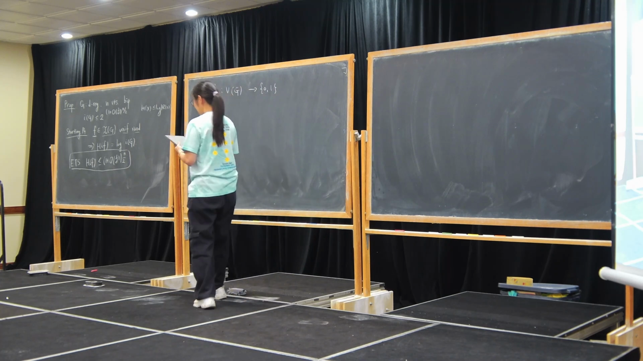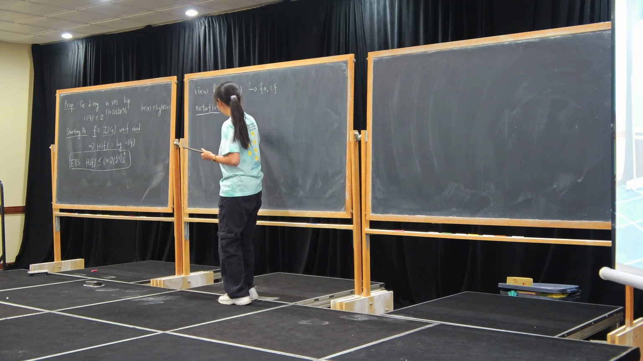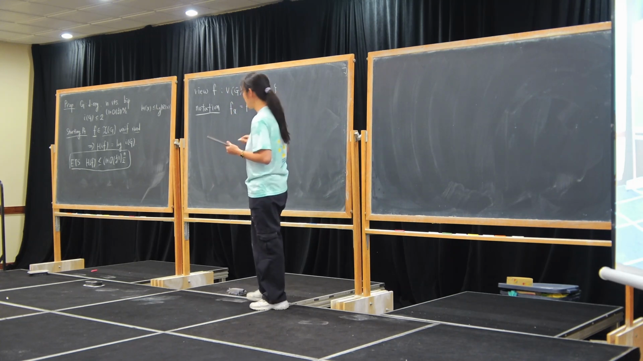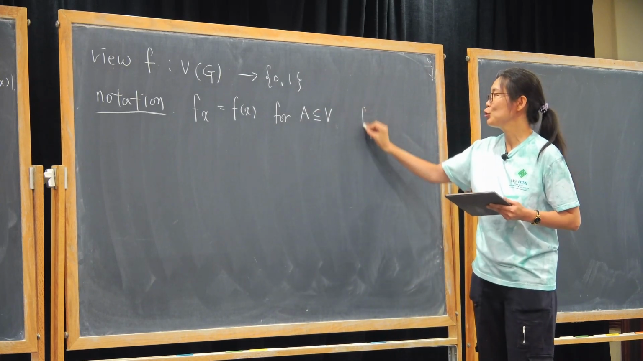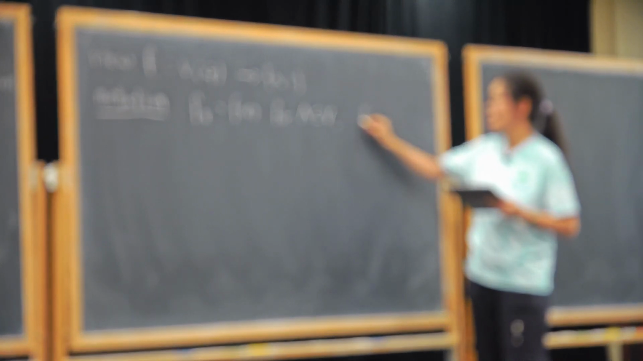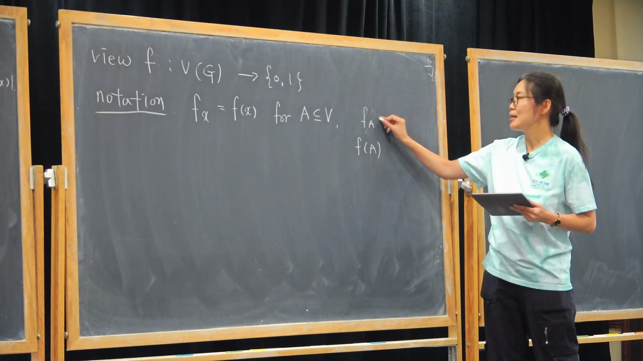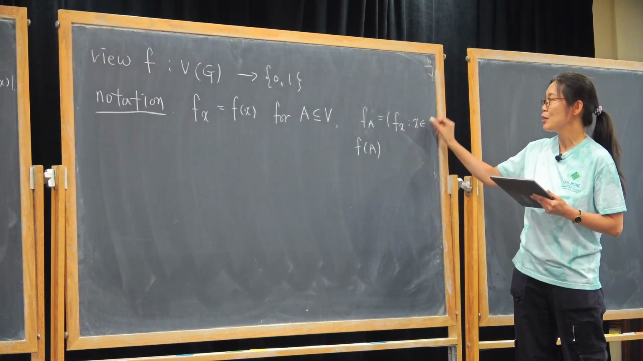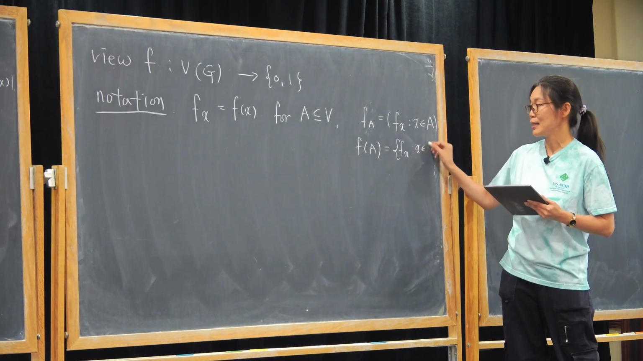Okay. And then the notation that we use. We'll write f_x as the value of the vertex x, just to simplify the notation. And if we have a vertex set A, then we'll use f_A and f(A). They are very different. f_A means we look at the values f_x as a sequence or as a vector. And f(A) means we look at these values as a set.